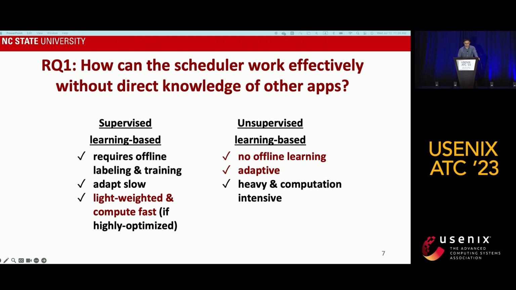And the second, for unsupervised learning, the first point is that there is no offline training. The benefit is that they do not need offline learning and they can adapt, but the drawback is that they are heavy and computation intensive. However, our discussion is for the online multi-tenant scenario, where a learning-based, adaptive, and lightweight algorithm is more preferable. So those two categories cannot satisfy our situation.